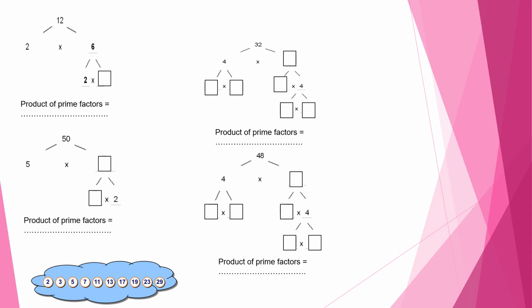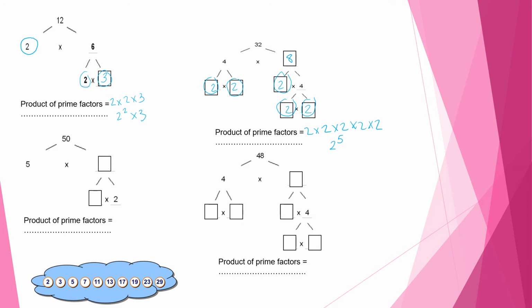Okay, so with the number 12, we've got 2 times 6, 2 being a prime number. And then we split the 6 into 2 times 3, with both the 2 and the 3 also being prime numbers. So 12 is 2 times 2 times 3, or 2 squared times 3. With the number 32, we're going to split that one up into 4 times 8. We're going to split 4 into 2 times 2, both being prime numbers. We're going to split the 8 into 2 times 4. I'm going to split the 4 into 2 times 2. And we can simplify that as 2 to the power 5.